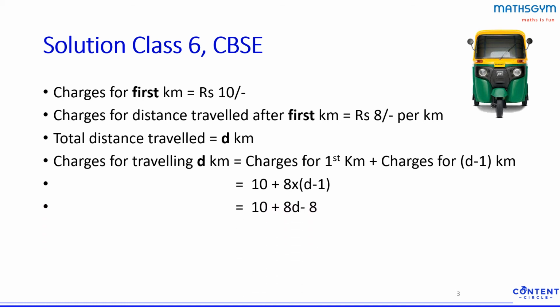And now when you solve this equation, you open up the bracket: 10 plus 8d minus 8. Here we have used the distributive property. So all the kids who get confused about how to do these bracket operations, please Google and look for distributive property and work it out. Now we collect the like terms, 10 and minus 8 together, plus 8d. So the final answer which you get is 2 plus 8d.